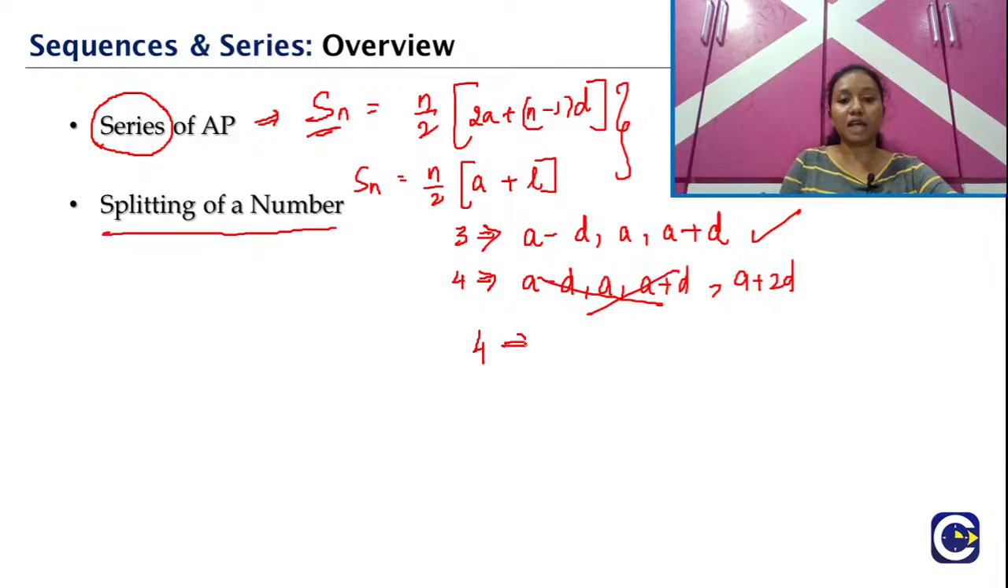So for 4 parts, it should be a minus 3d, a minus d, and then a plus d, and a plus 3d.